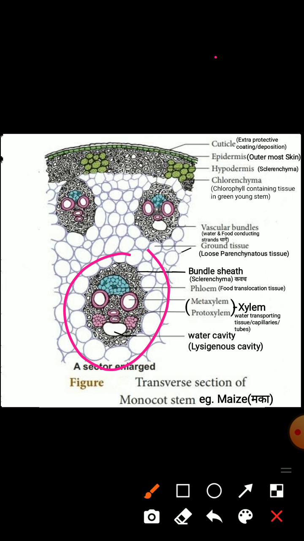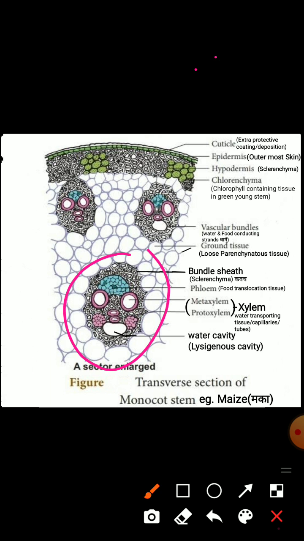The vascular bundles are closed. There is no cambium in the vascular bundle. The secondary growth is absent. So these are the three words describing the monocot vascular bundles. Monocot vascular bundles are conjoint, collateral, and of closed type. So these are the three features of the vascular bundles of the monocot stem.